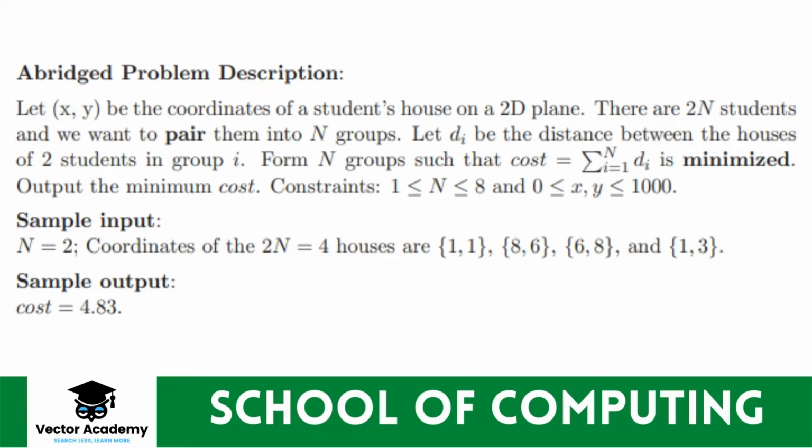1 ≤ n ≤ 8. 0 ≤ x, y ≤ 1000. Sample input. n = 2. Coordinates of the 2n = 4 houses are (1, 1), (8, 6), (6, 8), and (1, 3). Sample output. Cost = 4.83.